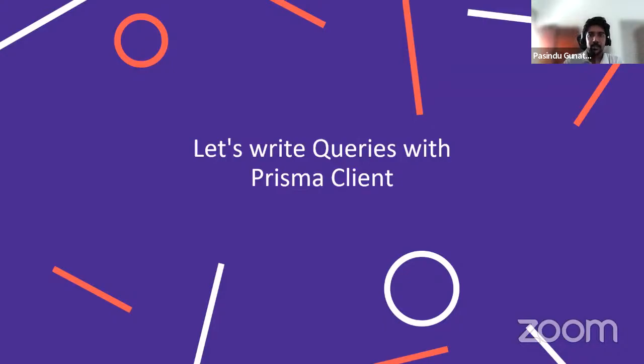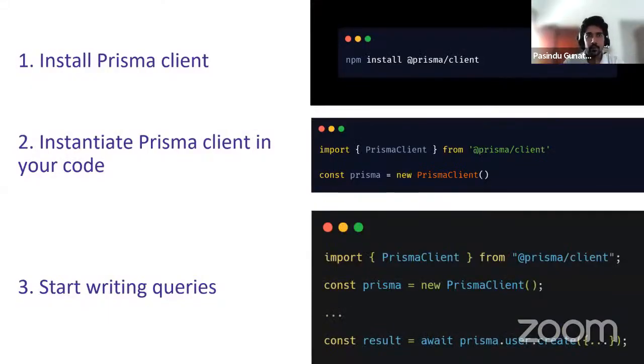Okay, with that, we're going to be writing queries with Prisma client. So in order to do this, first you have to install the Prisma client as a dependency, because when you're doing the command prisma generate, although it generates a Prisma client, you have to ensure that it's existing in the dependency list. So that's why you need this step.